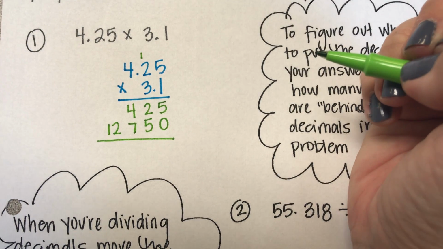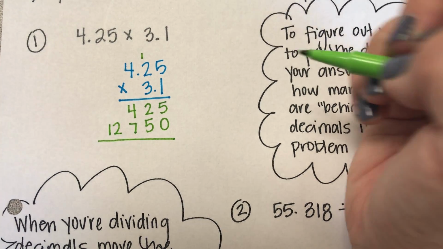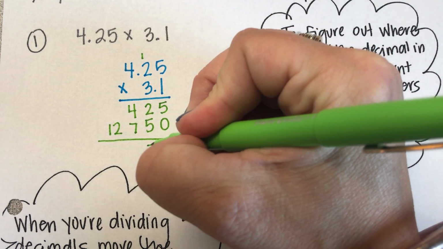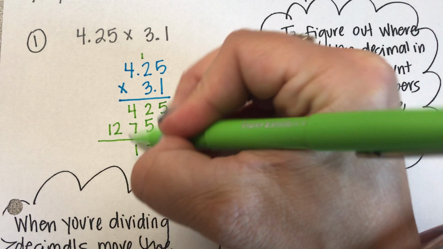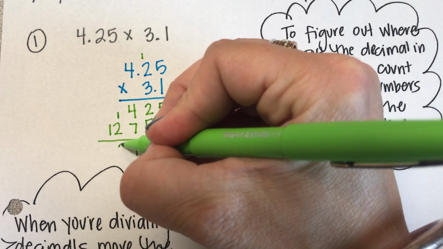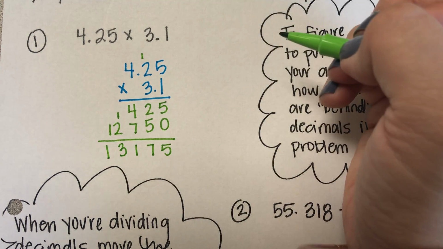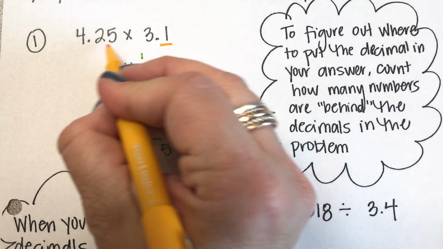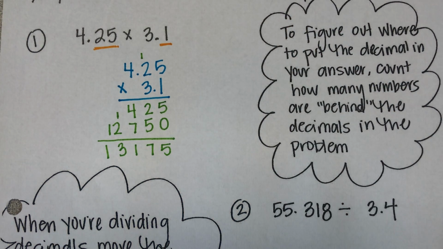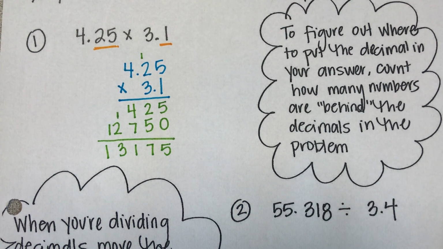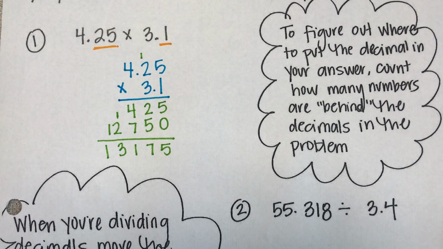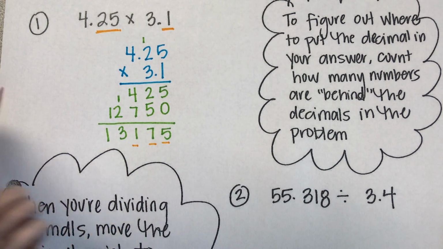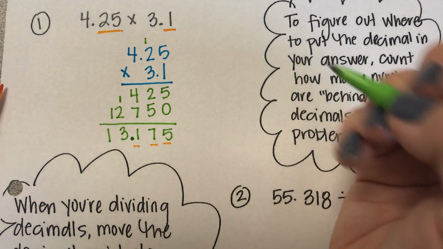Okay, and now I'm going to add those two together. So 5 plus 0 is 5. 2 plus 5 is 7. 4 plus 7 is 11. 1 plus 2 is 3, and then a 1. Okay, and now to place our decimal, I should have 1, 2, 3 numbers behind my decimal point, because that's how many came after the decimal point in the two factors. So 1, 2, 3, and then my decimal point goes right there.